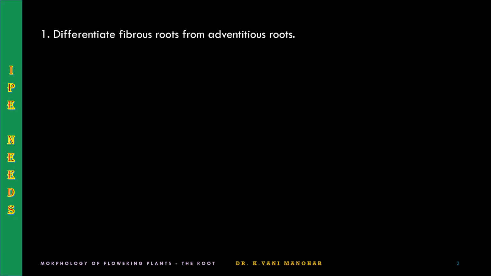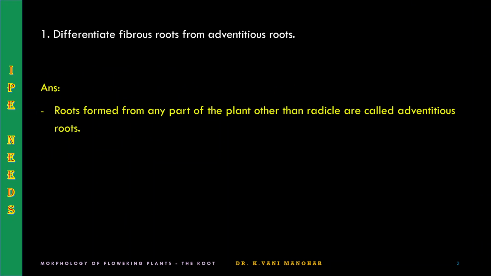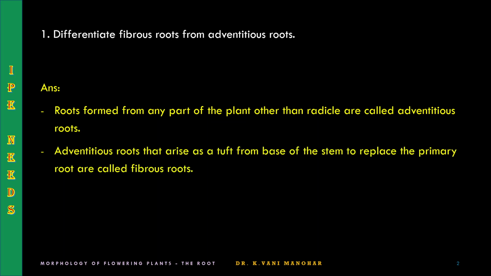The first question: differentiate fibrous roots from adventitious roots. The answer is, roots formed from any part of the plant other than radicle are called adventitious roots. Adventitious roots that arise as a tuft from the base of the stem to replace the primary root are called fibrous roots.